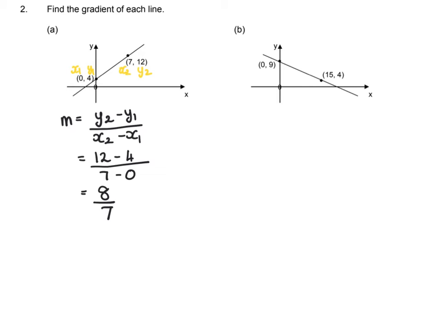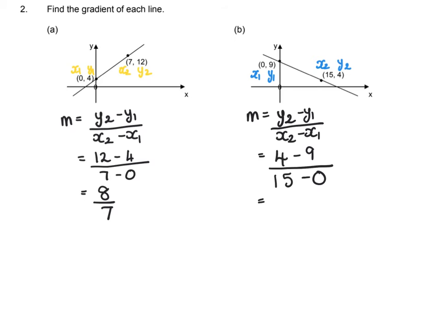Okay, again on the next one, label the points x1, y1, x2, y2. Write down your formula. Okay, so again, I've substituted in my numbers. Looking at the top, 4 take away 9 on the top. Well, 9 take away 4 is 5, so the other way around that's going to be -5. And on the bottom, 15 take away 0 is 15.